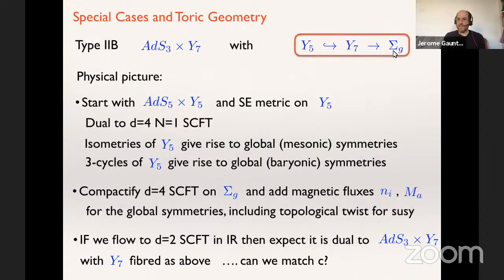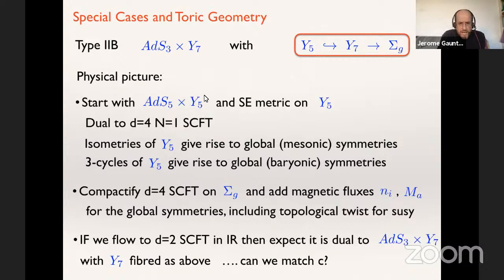So the first question you should ask is, why am I focusing on this? And there's actually a very simple and nice physical picture. Let's imagine we started with a nice AdS5 cross Y5 solution of type 2B and a Sasaki-Einstein metric on the Y5. This is dual to a 4-dimensional supersymmetric conformal field theory. And you could do a-extremization and work out what the dual field theory is using various brane technology that's known.